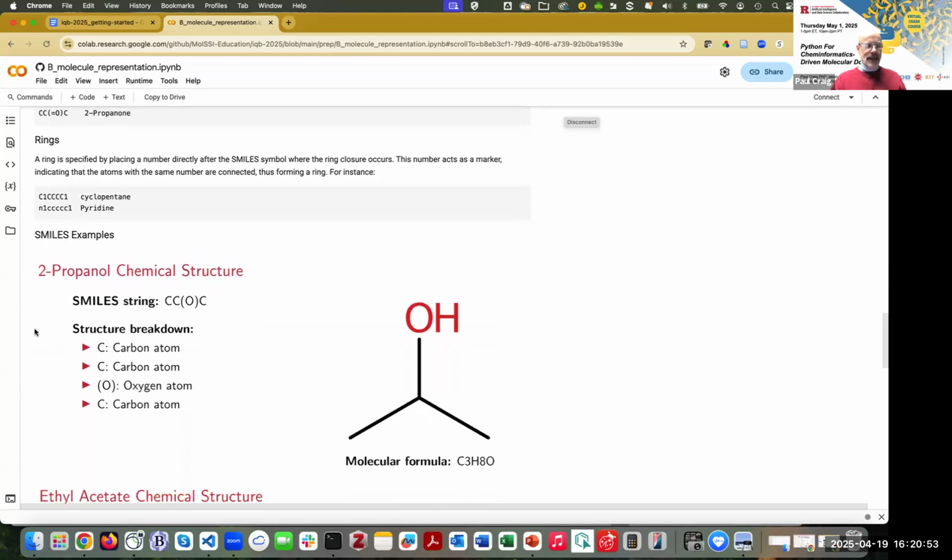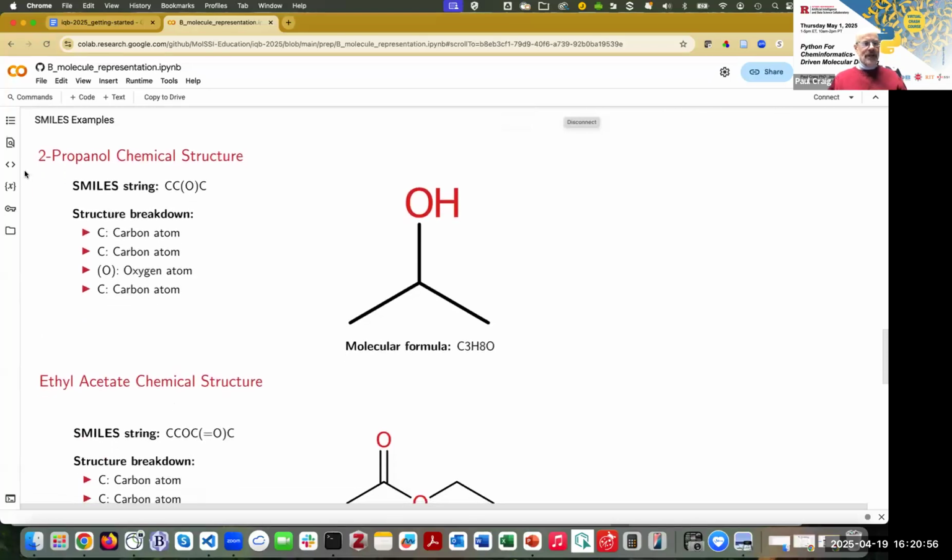So here's a couple examples of SMILES strings. Here's 2-propanol. The SMILES string for 2-propanol is CC, then parentheses O, close parentheses, C. And here's the chemical structure of 2-propanol. If we look at the structure breakdown, that first C refers to a carbon atom, which is shown right here. The second C is also a carbon atom, shown right here. There's a parentheses with an oxygen, so that oxygen is a branch off that carbon atom. And with the oxygen, the hydrogen is shown explicitly. Finally, we end with another carbon atom, which ends right here. So our actual formula is C3H8O, but what we see here are the 3 carbons and the oxygen.